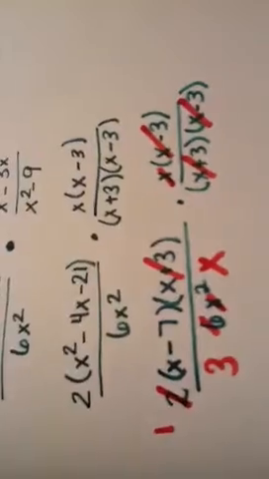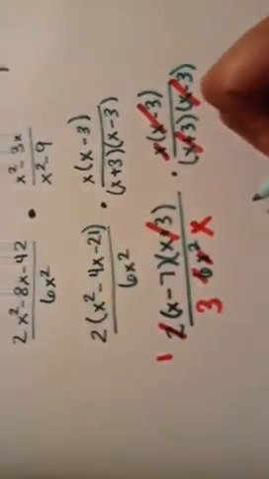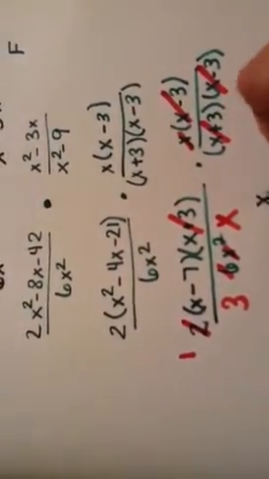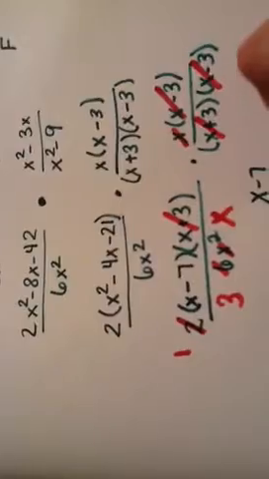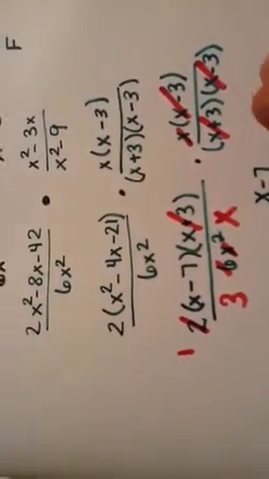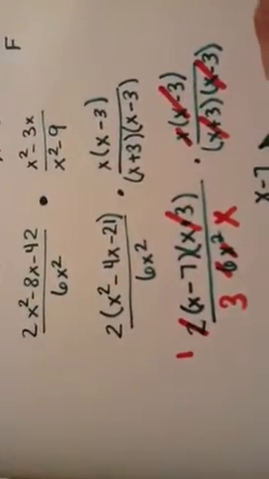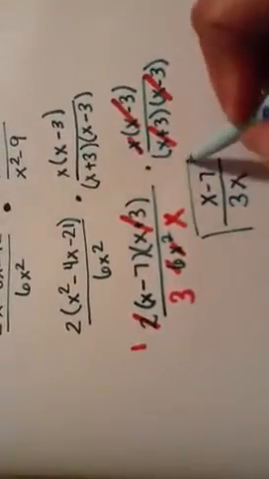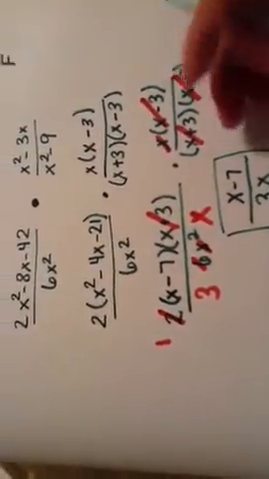I know it probably looks kind of confusing, but let's just put our final answer together and maybe you'll be able to see it better. The only thing left at the top right now is the x minus 7, and at the bottom we have the 3x. So this would be your final answer.